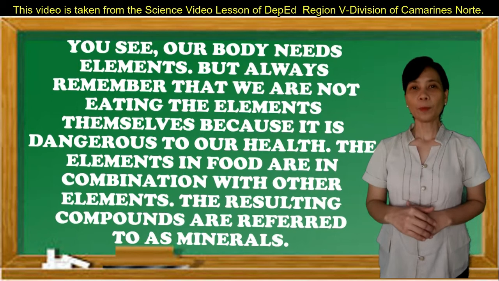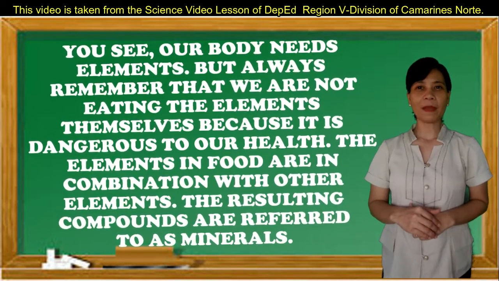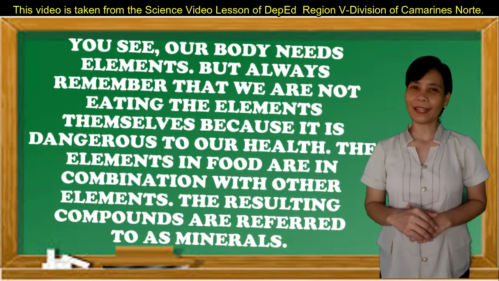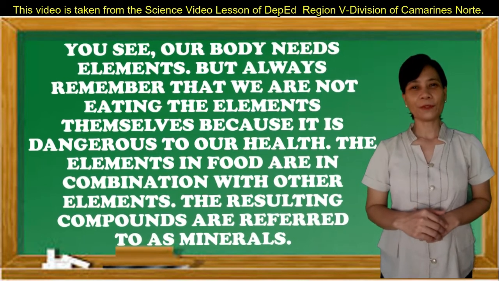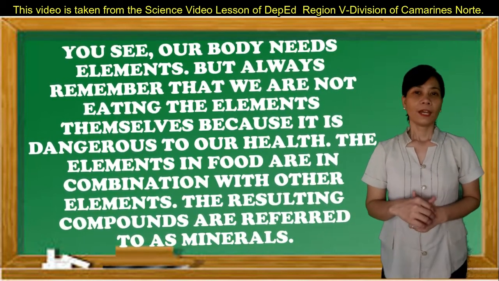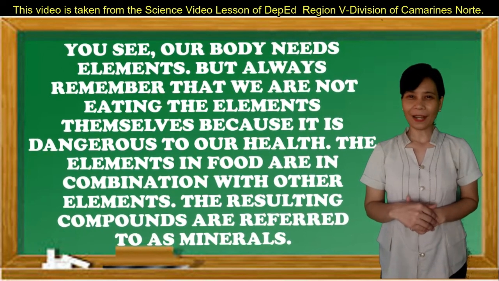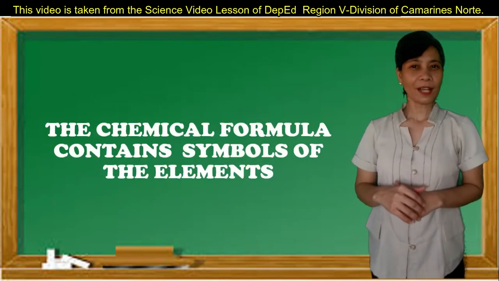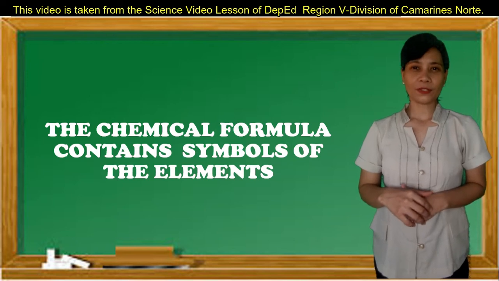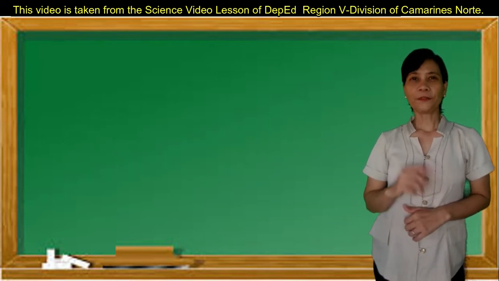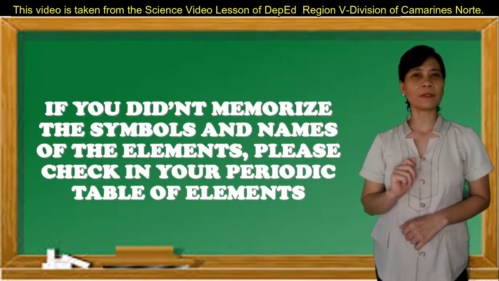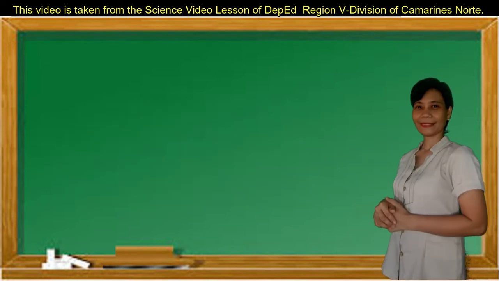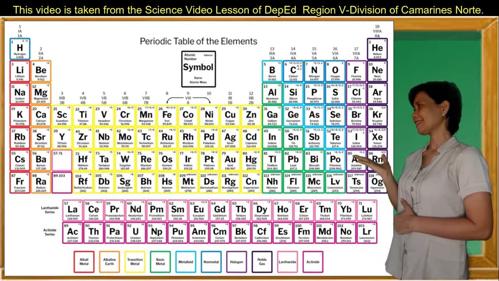You see, our body needs elements, but always remember that we are not eating the elements themselves because it is dangerous to our health. The elements in food are in combination with other elements. The resulting compounds are referred to as minerals. The chemical formula contains symbols of elements. If you didn't memorize the symbols and names of the elements, please check your periodic table of elements. Here.